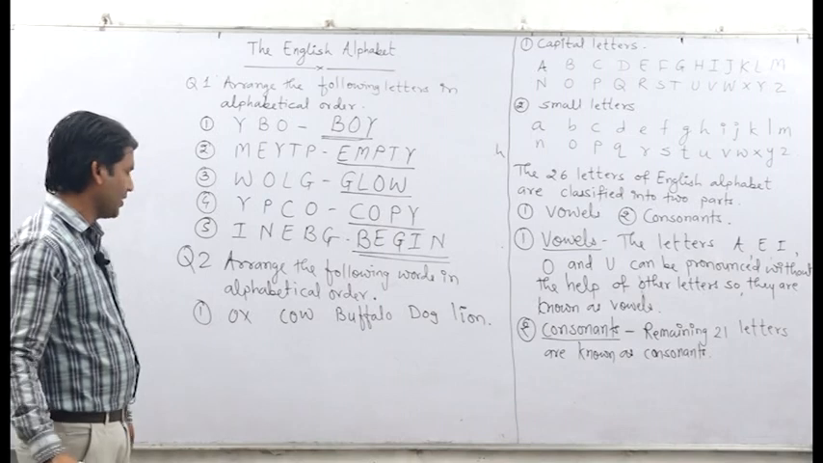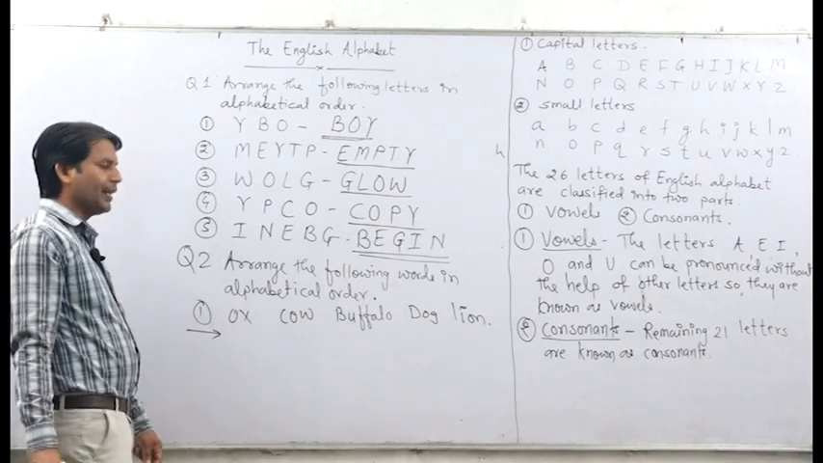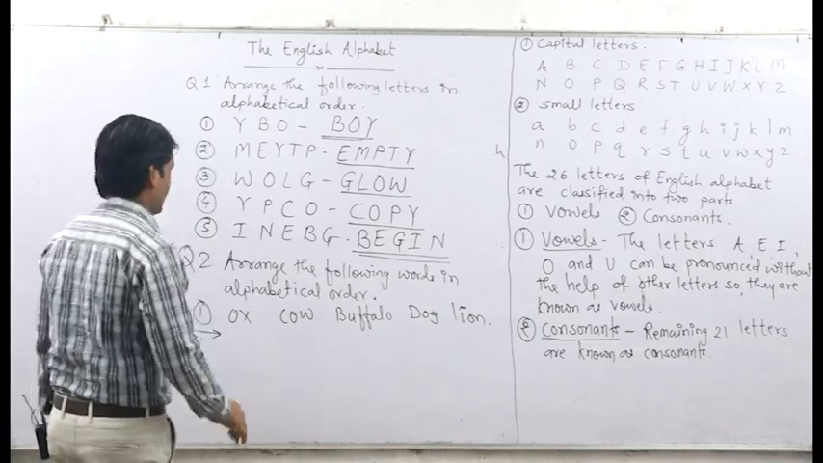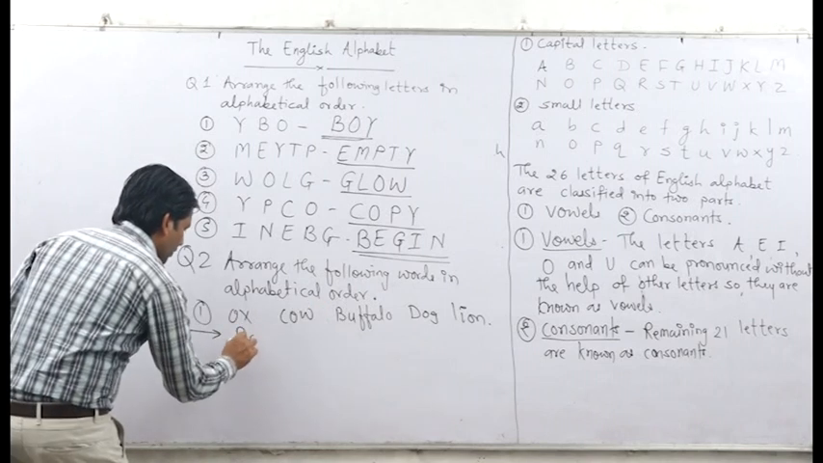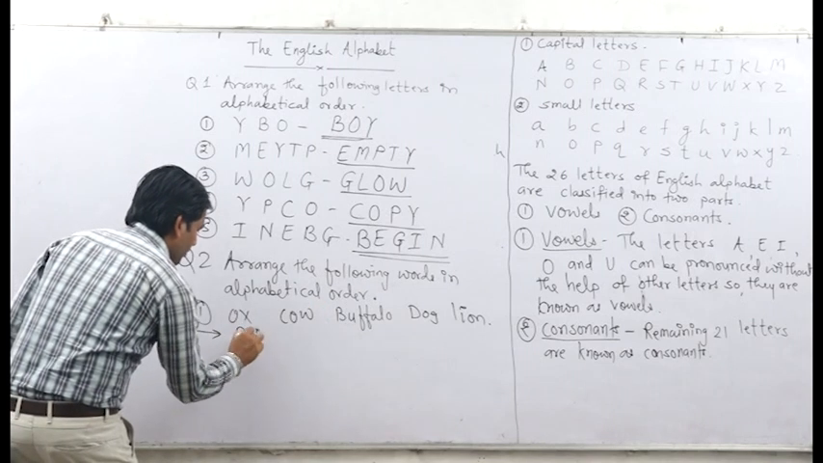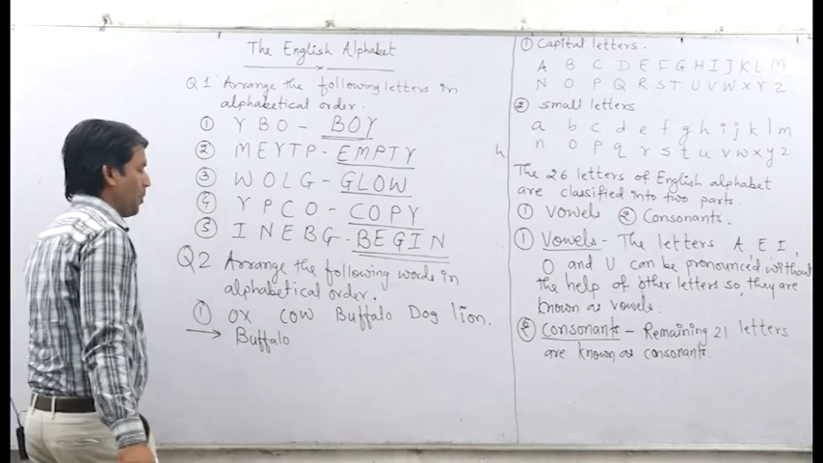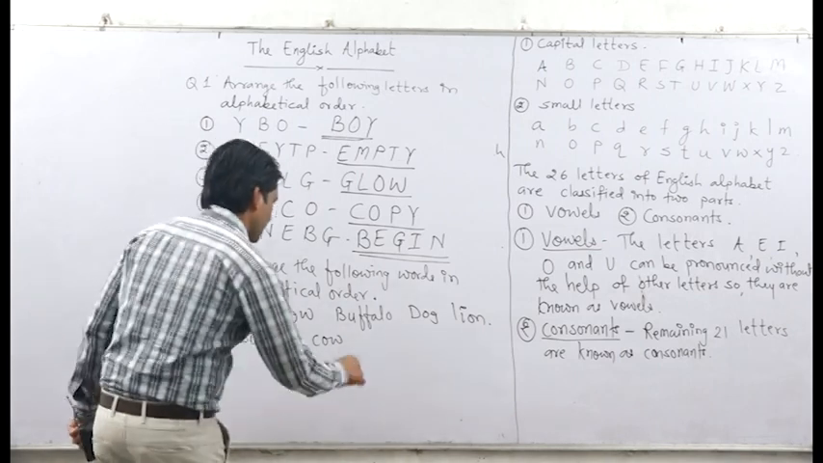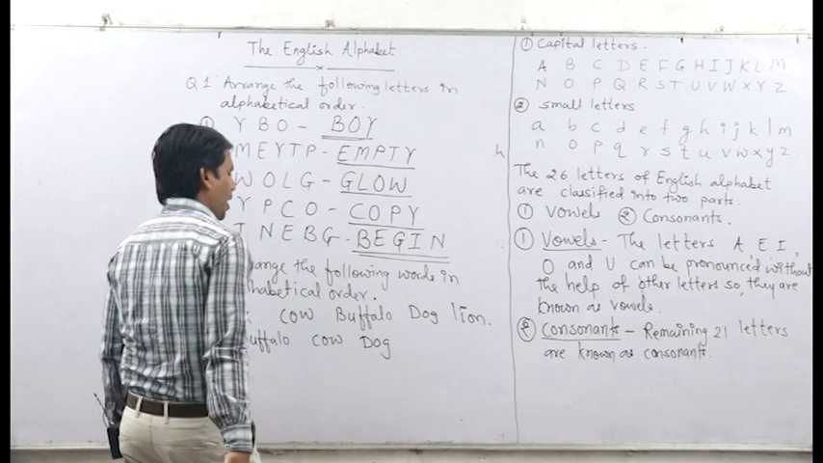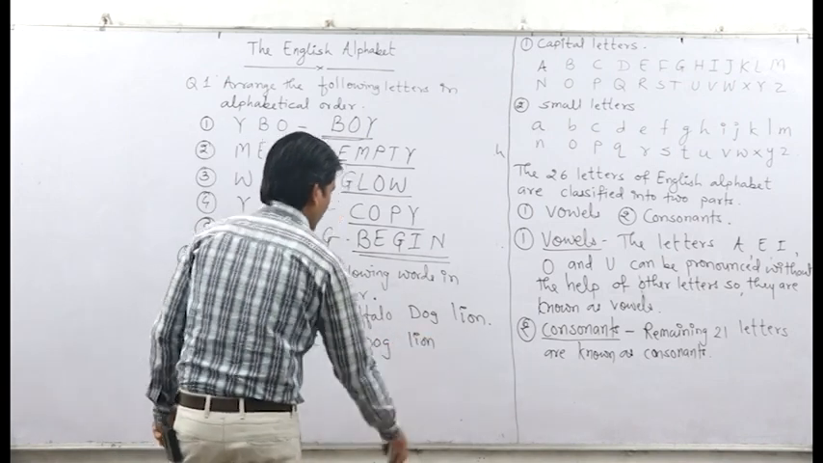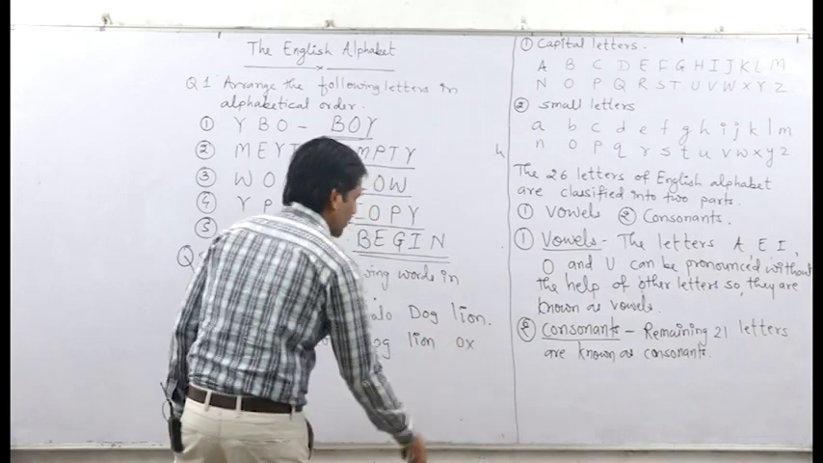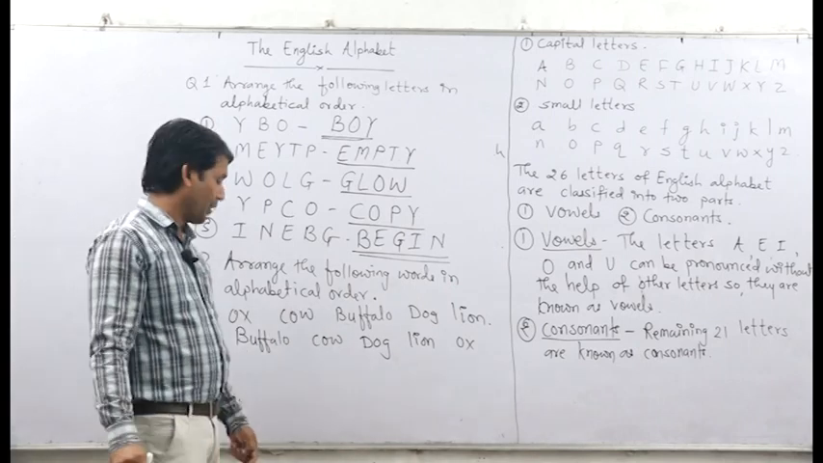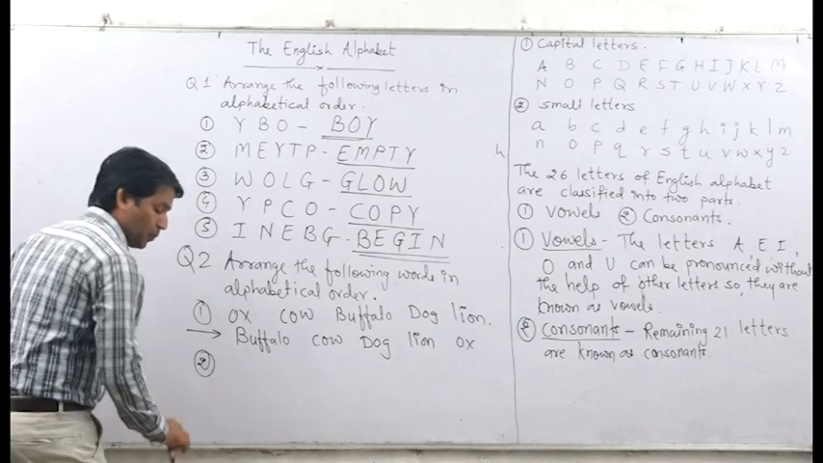So 5 words are given here and we have to arrange these words in alphabetical order. So first of all, what will come? Yes. First of all, buffalo. After buffalo, cow. After that, dog. After that, lion, and at last, ox. So like this we can arrange these words in alphabetical order. Okay. Next example I will give you.